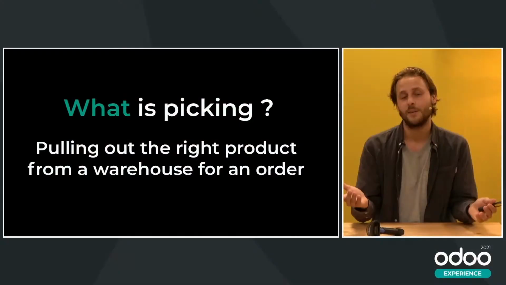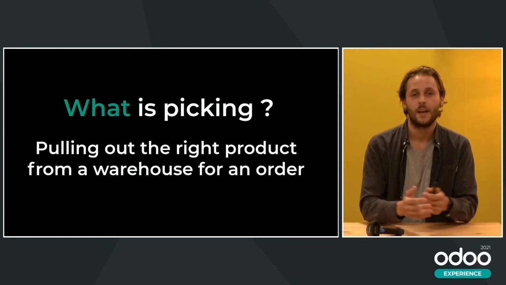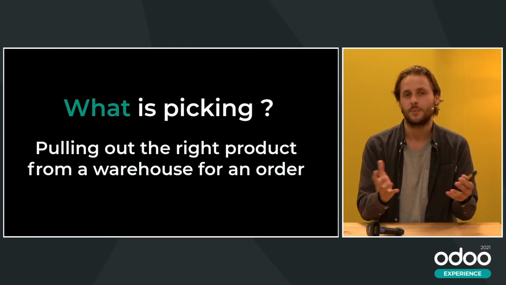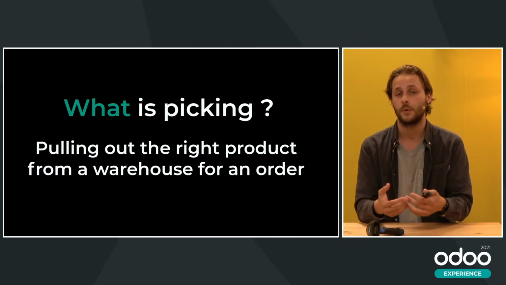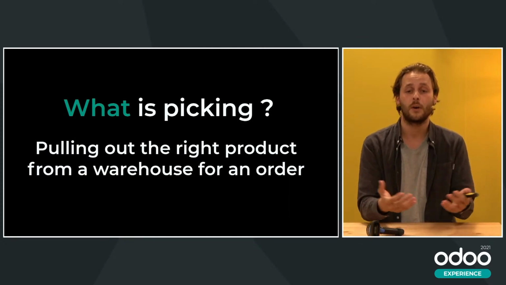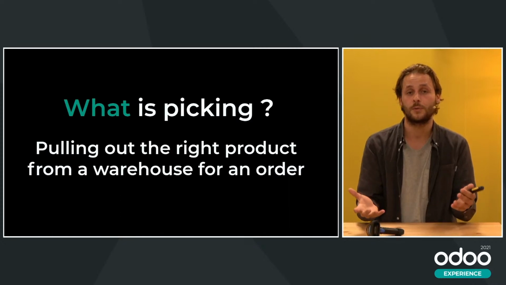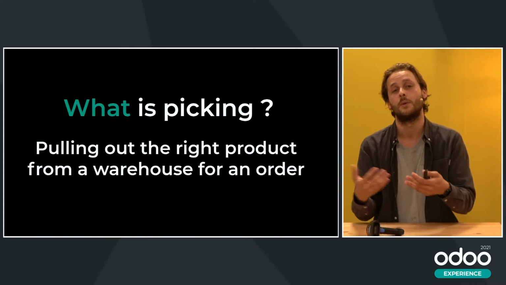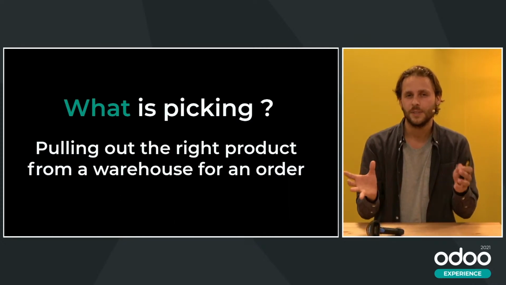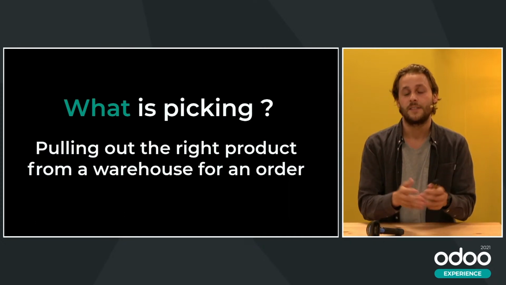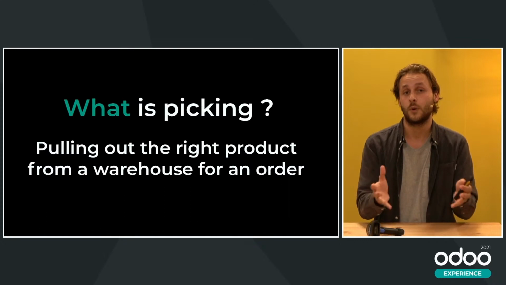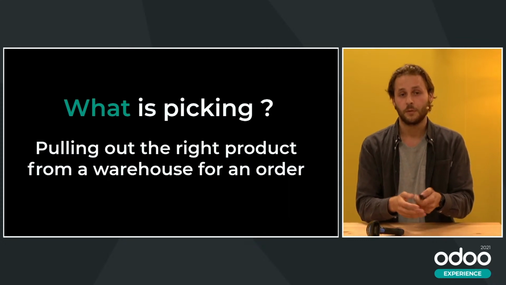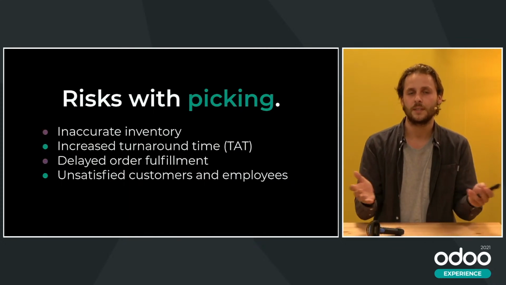So, picking is by far easier said than done. We could define picking as the process of pulling out the right product from a warehouse for a specific order, or pulling out multiple products from multiple warehouses for multiple orders. I know this sounds quite theoretical, sorry, but I'll try to show you how we can make the process quite easy in Odoo.